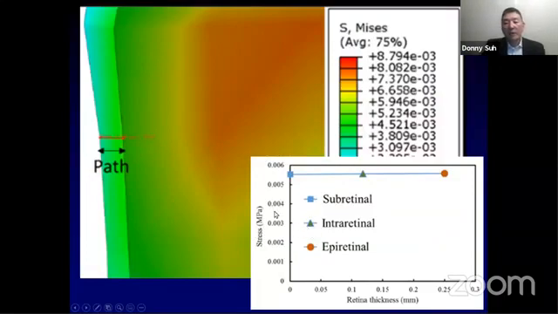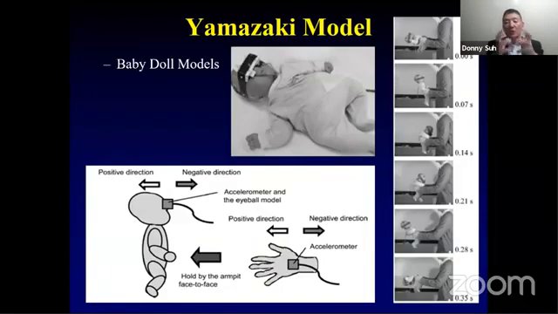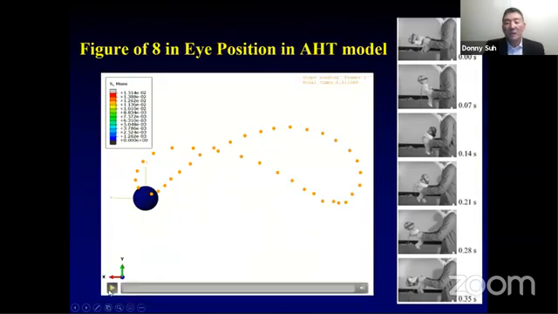And then we divided the retina into thirds: the preretinal, intraretinal, and subretinal. Then we wanted to shake this eyeball similar to a baby doll model that was actually created by Yamazaki years ago. What they did was put an accelerometer in the eye and also in the perpetrator's hand, and they shook this baby.